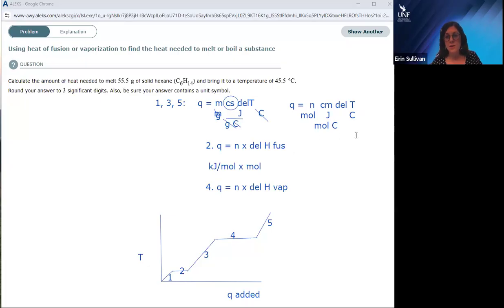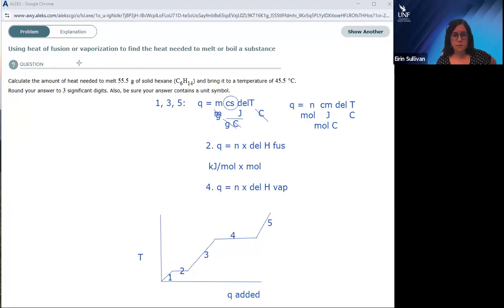So in this particular question, you are going to have to use the ALEKS data tab to look some stuff up, and you're going to have to calculate some stuff yourself. So which bits of the heating curve are we actually looking at here? We are asked to melt a certain mass of solid hexane and bring it to a temperature of 45.5 degrees Celsius. So we need to know if 45.5 degrees Celsius is above the melting point. I guess it is, right?